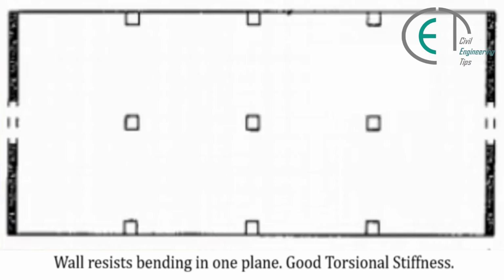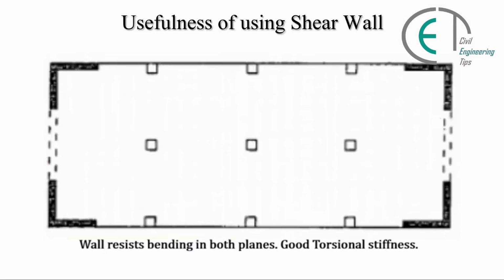Now we will discuss the usefulness of using shear wall. In the figure we can see that there are shear walls provided on the right side and left side both, and this type of shear wall resists bending in one plane, and here we get good torsional stiffness. The next pattern of shear wall is an L-shaped shear wall, and this type of shear wall resists bending in both planes, and here we also get good torsional stiffness.